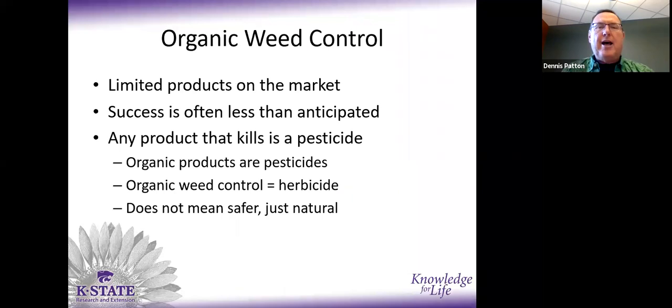So let's look at organic weed control. So these are going to be products that are not synthetic, made in a lab. They're more natural occurring products. I will tell you, there are a limited number of products on the market. Feedback is success is often less than anticipated. And like I said earlier, any product that kills is a pesticide. So organic products are pesticides, organic weed controls are herbicides. And just because it's organic does not mean it's safer, it just means it's natural.